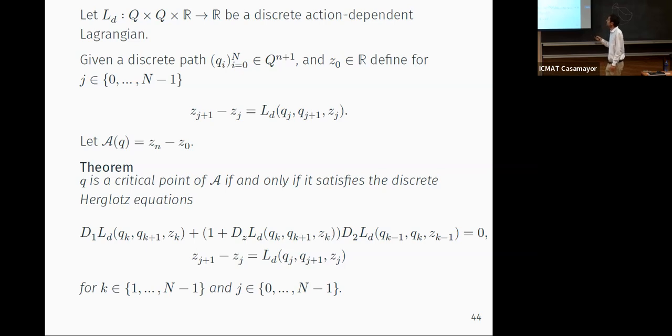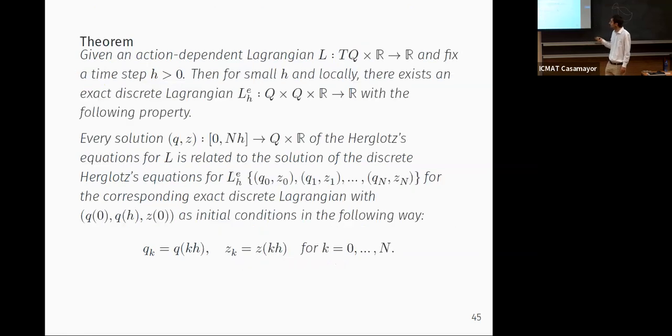And then from a discrete path, you can obtain a discrete action by solving this difference equation now. So it's a difference equation instead of a differential equation. And you define the action of the path as the final z-step minus the initial z-step. Now, the critical points of this action map are the solutions to this discrete Herglotz equation over here. Okay, the main contribution from that article, from my point of view, is the construction of this exact discrete Lagrangian.